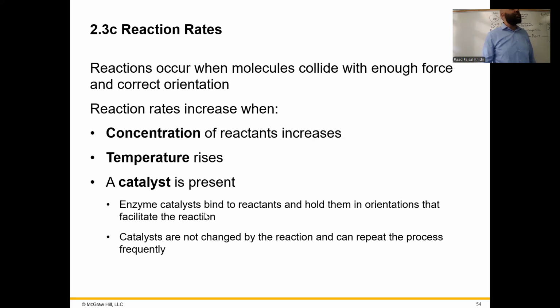Enzyme catalyst. So now if you see in the slide, the enzyme catalysts bind to reactants and hold them in orientations that facilitate the reaction faster. And catalysts are not changed by the reaction and can repeat the process frequently. They are not changed and they're not consumed.